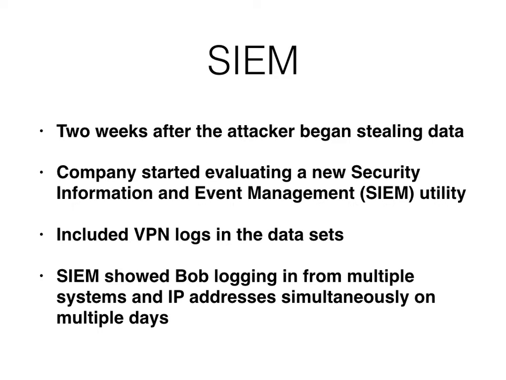So then, 2 weeks after he began stealing data, they noticed when they tried to test a new SIM device, like AlienVault or something. The SIM device is a device that collects logs from all your servers and routers and switches and firewalls and everything, and then lets you search through them. And it comes with canned search queries that look for known kinds of attacks. So it showed that Bob is logging in from multiple IP addresses at the same time, and even on multiple days. So obviously somebody has compromised Bob's credentials, and they're using them, and it's not Bob. That's the kind of thing a SIM can tell you.